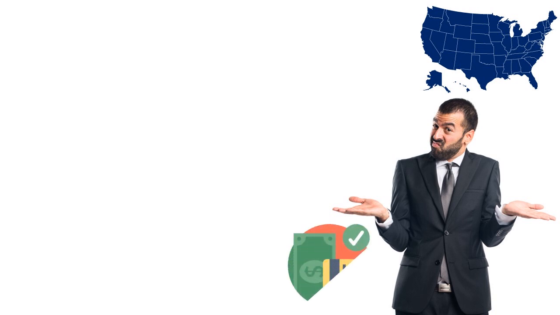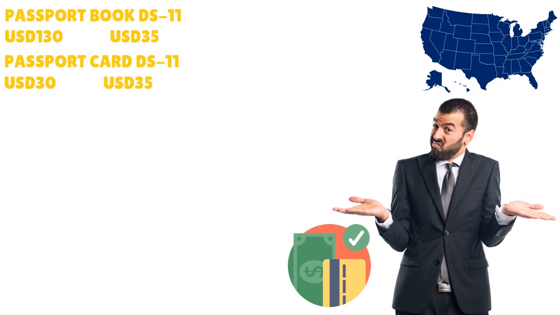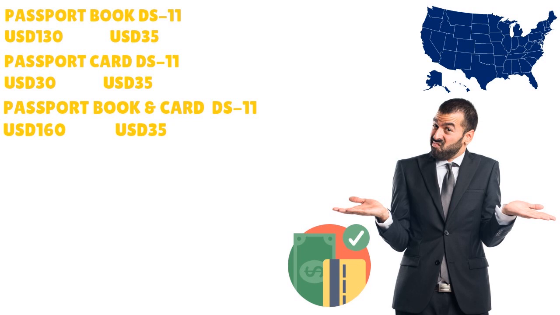Now, what fees should you pay? For the passport book, DS11, you are speaking about $130. That's the application fee. The execution, in other words, the acceptance fee, you are looking at $35. For the passport card, you have application fee $30. Execution fee, you are looking at $35. And for the passport book and card, in other words, the two-in-one, you have the application fee $160 and the execution fee $35. So that's pretty straightforward. Okay.